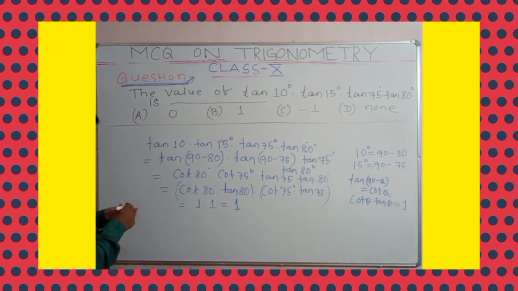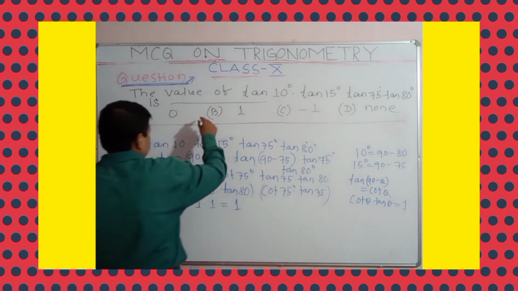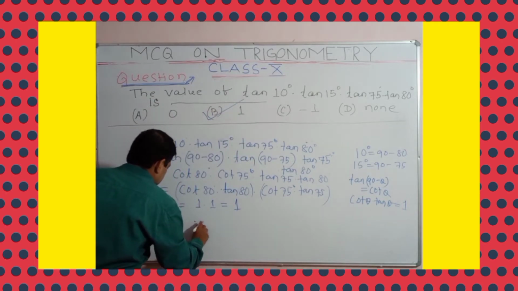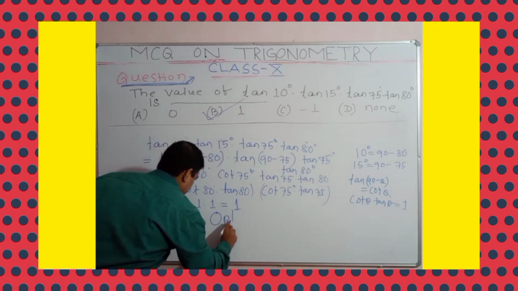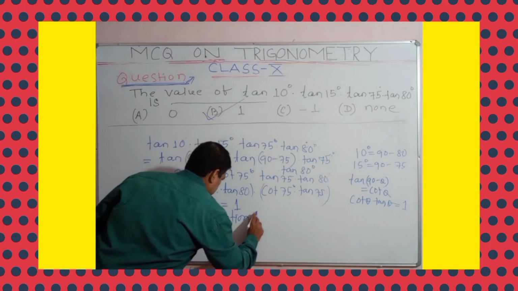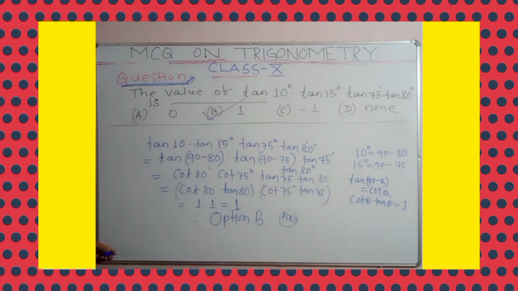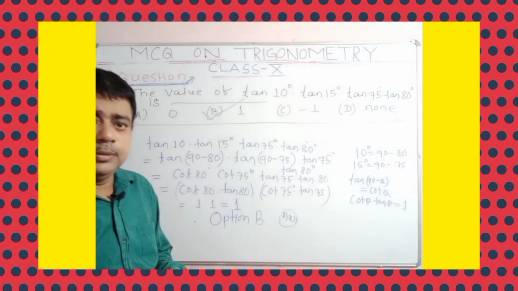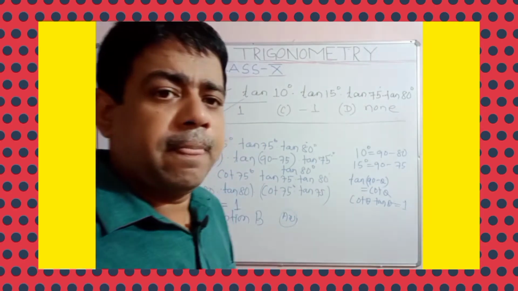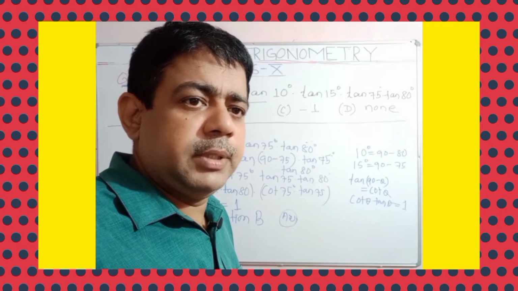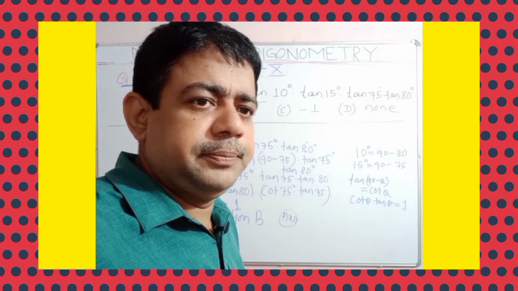Here, which is the correct option? B is the correct option. Hence, option B is the correct option. Okay, understood? Okay, thank you. Let's follow it.